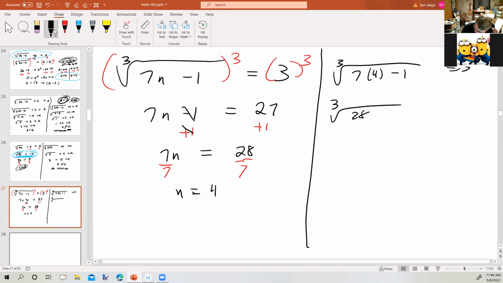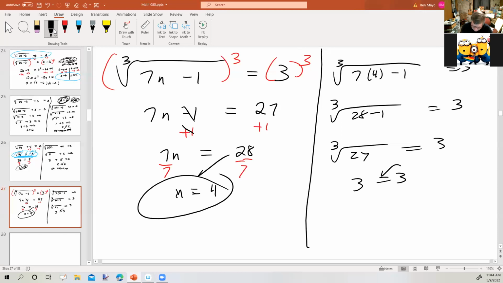7 times 4 is 28. 28 minus 1 is 27. The cube root of 27 is 3. 3 equals 3. So the solution checks. N equals 4. Any questions about that problem?